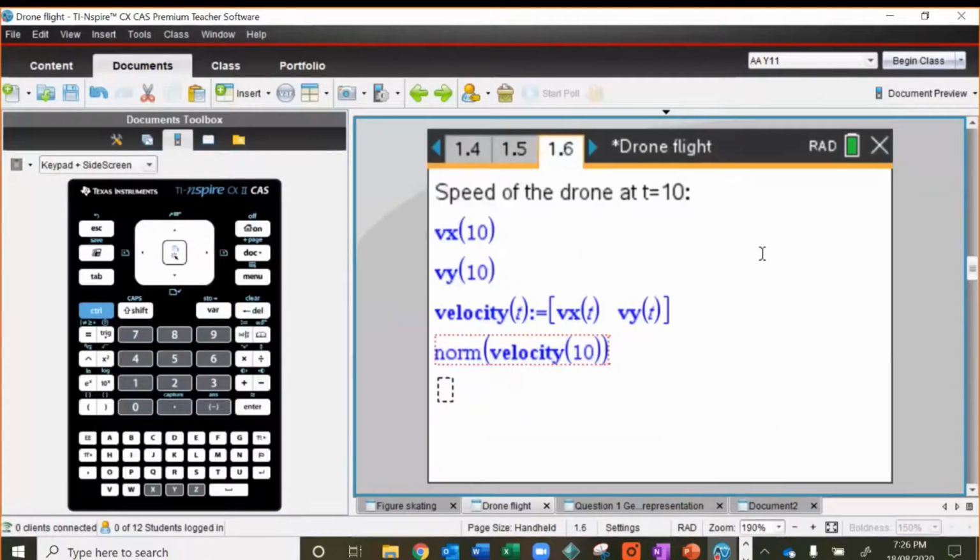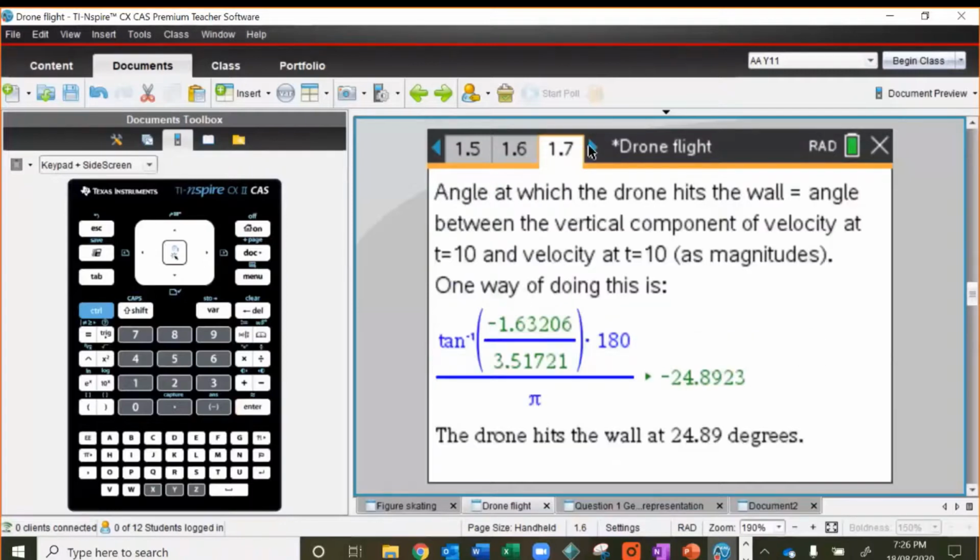So let's try the next question, where we have the speed of the drone at t equals 10. We can find Vx in 10, Vy in 10, and then if we enter here, we find the speed at t equals 10, using the norm again.